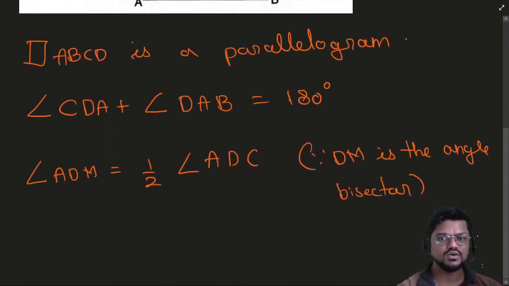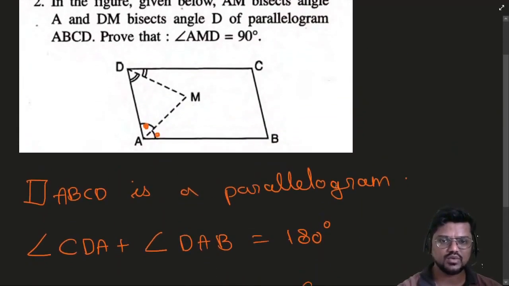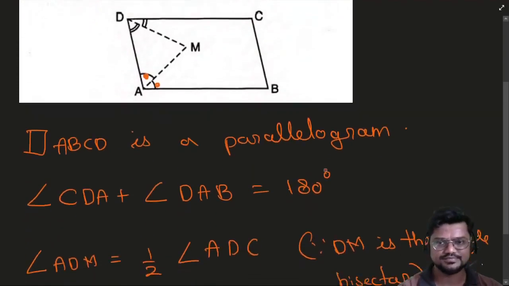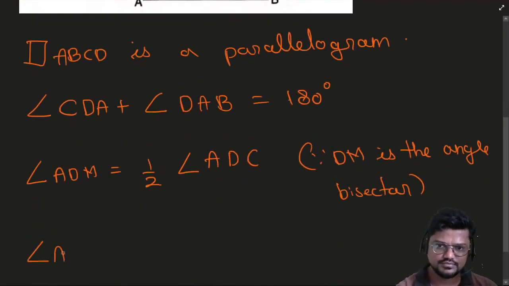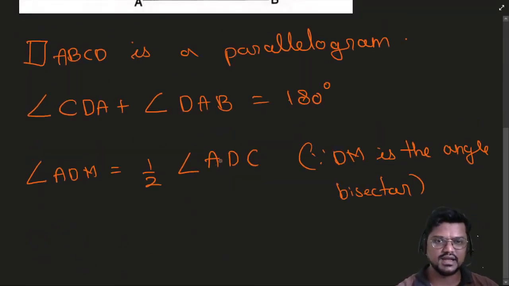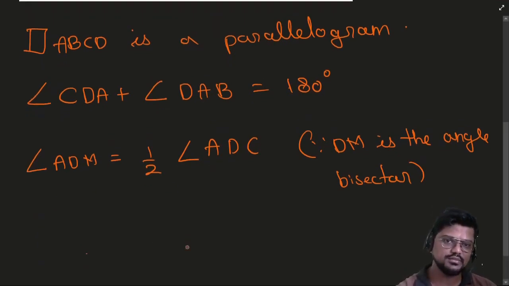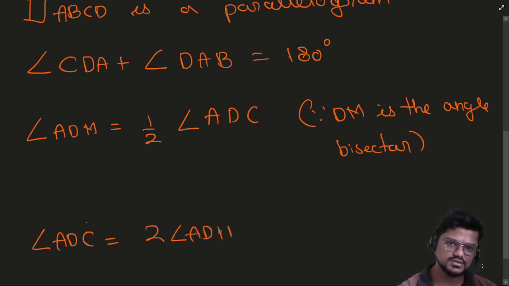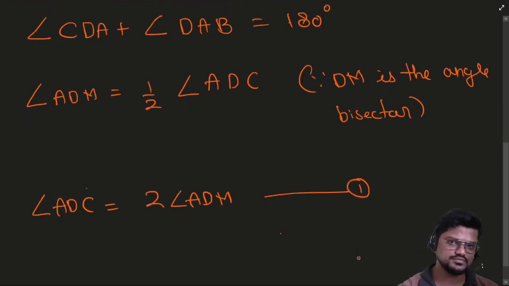So what I know is that angle ADM will be equal to half of angle ADC. So can I say angle ADC is equal to twice of angle ADM? I can say this. Let's say this is equation 1.